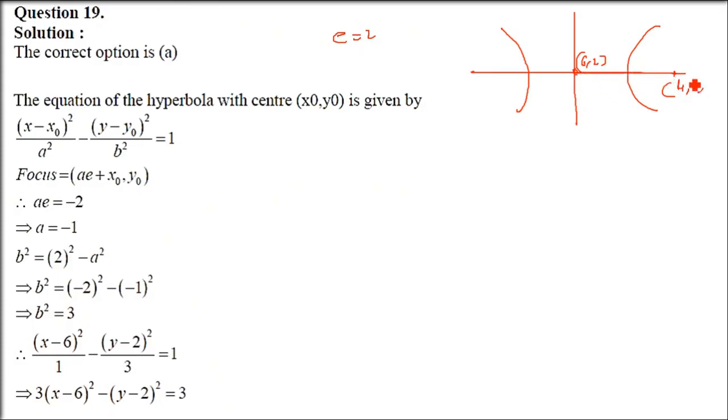I hope you got the idea. Let me tell you, this focus is 4, 2, and the center is 6, 2. Now you can find out the distance between 6, 2 and 4, 2, and the distance is always AE. This is a long method: 6 minus 4 whole square, plus 2 minus 2 whole square.